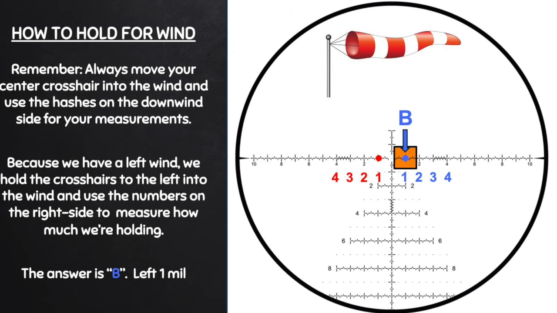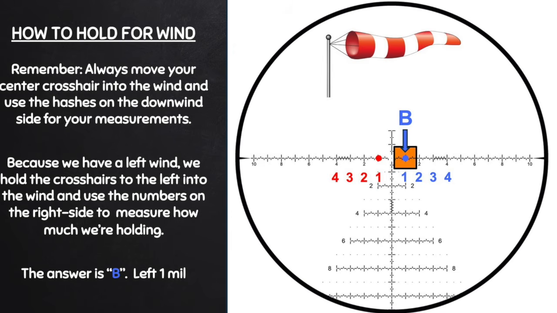So again, if we have a wind blowing from left to right, you'd push the crosshair into the wind, against the wind, because that wind is going to blow the bullet back to the right. So the markings you would use to know how far to push the reticle to the left, those markings would reside on the right-hand side of the crosshair. In this case, where we have the B would be 1 mil, and we want to hold 1 mil of left wind, which means we're pushing the reticle to the left.